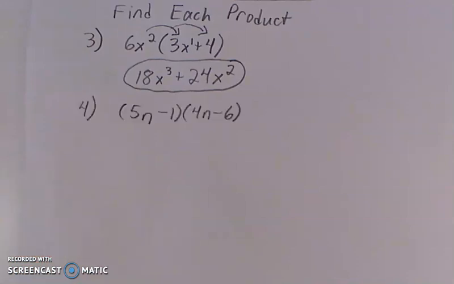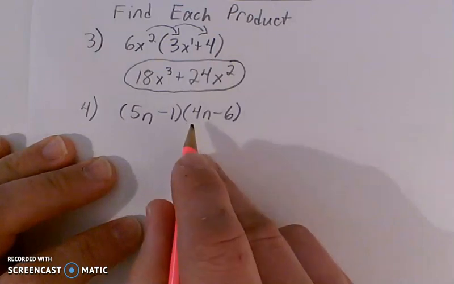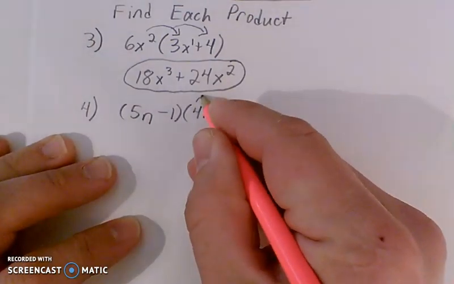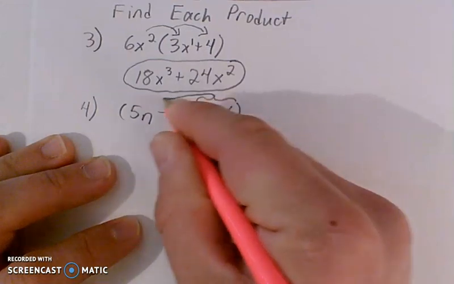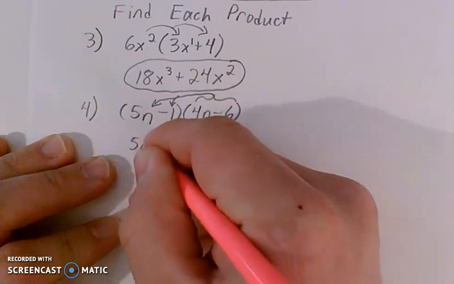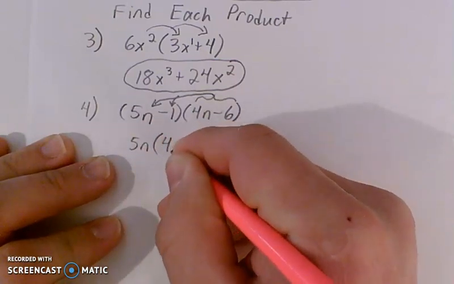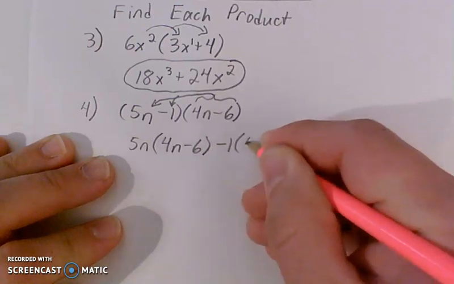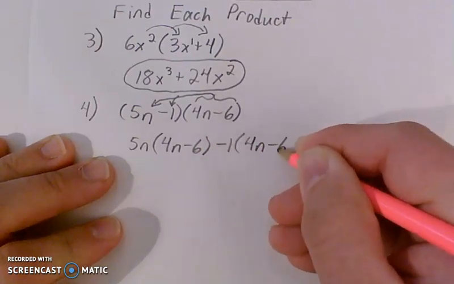There's several ways to look at two binomials multiplying each other. I hear FOIL a lot: first, outer, inner, last. But what I'm more comfortable teaching is double distribution. So I'm going to take one of the two binomials and distribute it to the other. So maybe I'm going to take the 4n minus 6 and distribute it to 5n and to negative 1. So 5n will get multiplied by 4n minus 6, and negative 1 will also get multiplied by 4n minus 6.